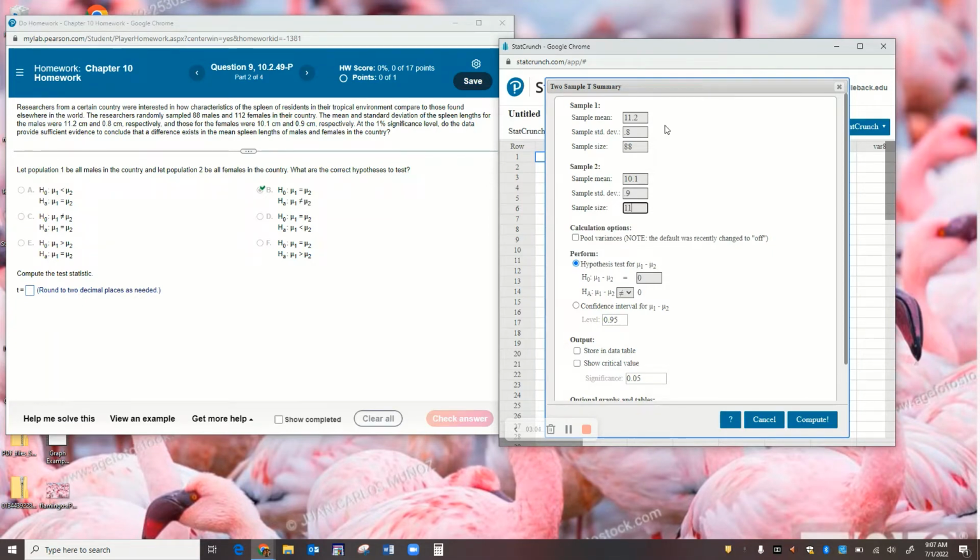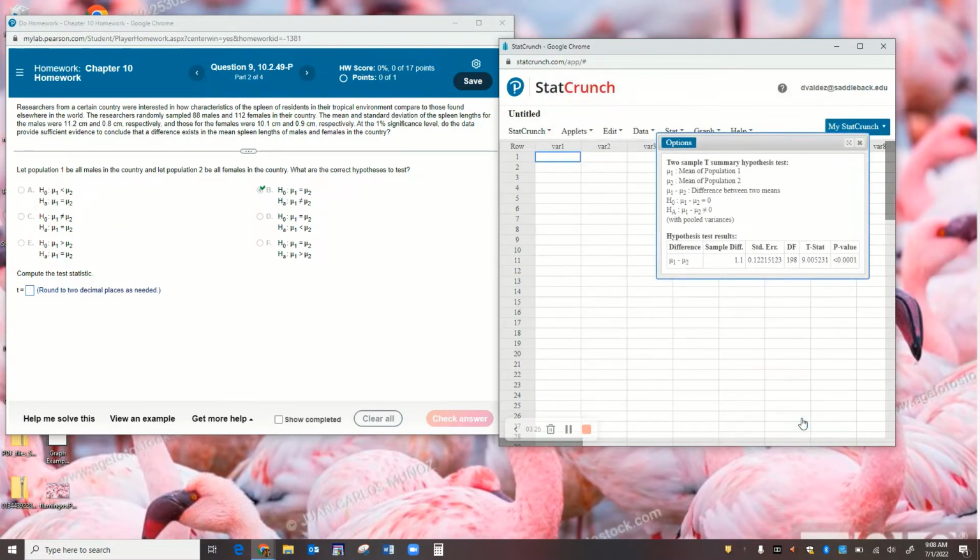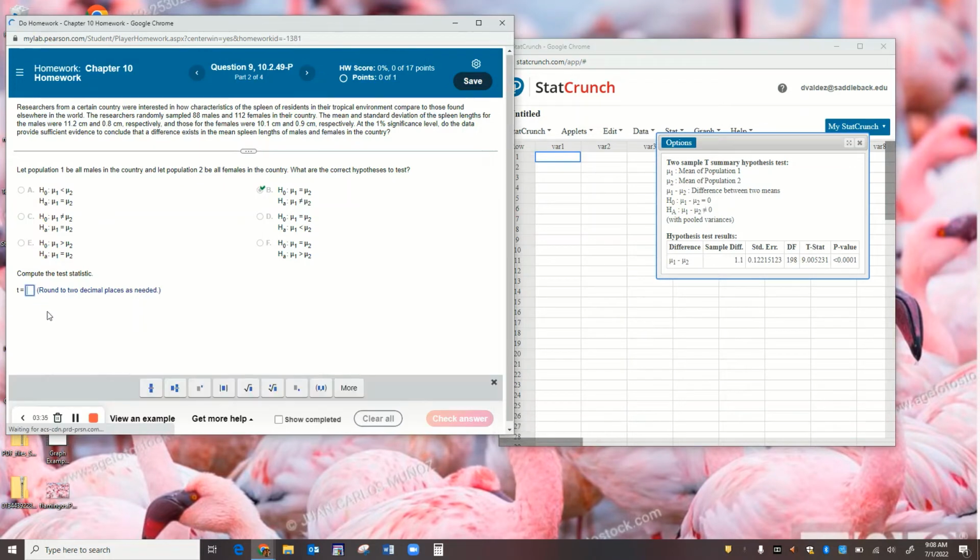Sample size, 112. We will pool the variances, okay? Because 0.9 and 0.8 are pretty close to each other, we're going to make the assumption that the population standard deviations are equal. And we're doing a hypothesis test. mu1 minus mu2 is 0. That's the correct alternative. So everything looks great. Let's compute it. Wow, what a test statistic, 9.005. They actually only want you to round to 2 decimal places, so that'll be 9.01.